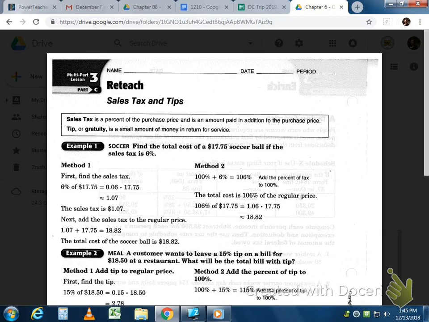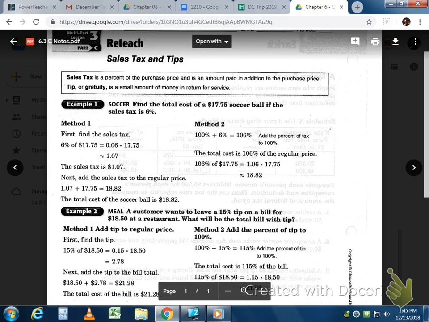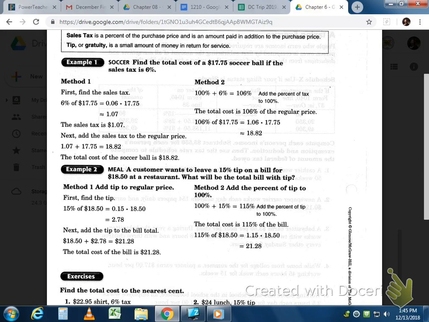And so let's look at the ways that we can do this. We had just said that sales tax in Indiana is 7%. So they're not going to do 7% every time, even though that's probably what would happen if you did a real problem in Indiana. Let's look at example 1 from soccer. It says find the total cost of a $17.75 soccer ball if the sales tax is 6%. Notice how it says there's two methods.